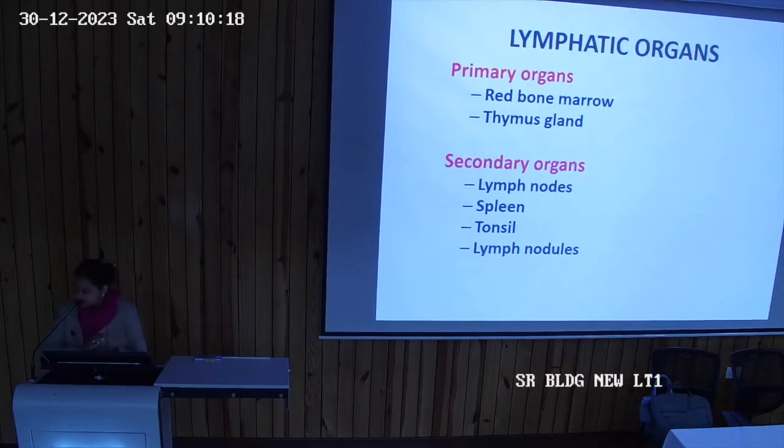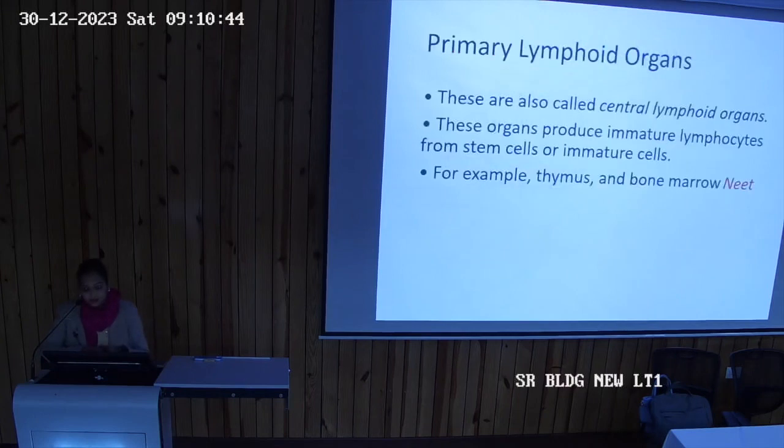Now starting with this, lymphatic organs are divided into two, primary organs and secondary organs. Suppose there is a slide of thymus. The first question that will be asked is what type of organ it is. Then you must know that it is a primary lymphoid organ. Then the secondary lymphoid organs are lymph nodes, spleen, tonsils, and lymphatic nodules which are associated with the mucosa. So primary lymphoid organs are also called central lymphoid organs.